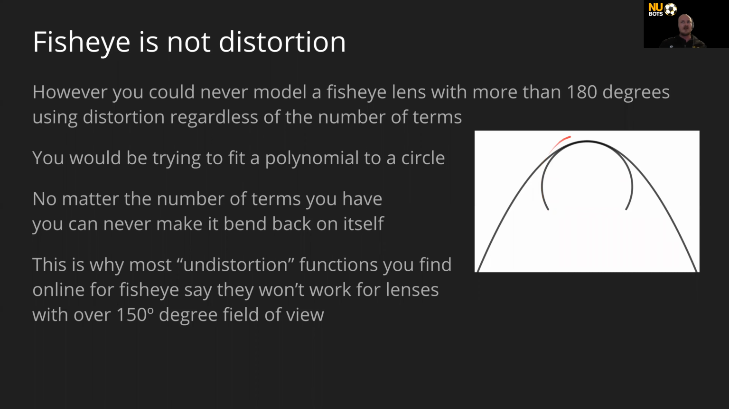So if we have our dome, which is representative of our fisheye, and we add more and more polynomial terms, we might be able to get it down vertical if we get enough of them, but we're never going to be able to get it to bend back on itself. That is why, for any fisheye lens with more than 180 degrees field of view, or even as it approaches 180 degrees, it becomes impossible to undistort it. It's why most of the undistortion functions you'll find online say they won't work for lenses over 150 degrees of field of view: as you approach the edges, the extremes you have to go to with the distortion matrices just don't work.